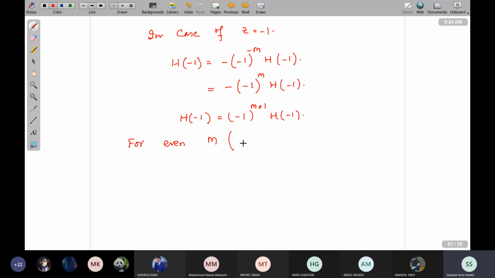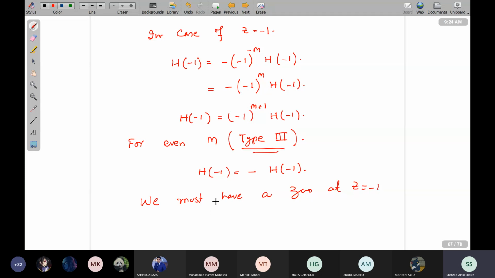even m का क्या मतलब है? नंबर ऑफ टैप्स ऑड है, नंबर ऑफ टैप्स ऑड है तो it is a type 3. So type 3 फिल्टर्स के लिए h of minus 1 is equal to minus h of minus 1, which is indicating that we must have a 0 at z is equal to minus 1 for type 3 filters. ठीक है जी, यानी टाइप 3 और 4 में एक रिस्ट्रिक्शन है.